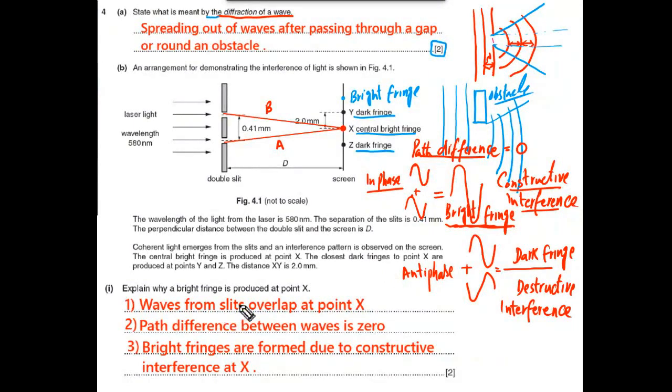Now let's try to understand how to answer this one. Waves from slits overlap at point X. It means the waves from this slit and this slit meet at this point. Overlap means they meet. Path difference between waves is 0, because they cover the same distance. And the bright fringes are formed due to constructive interference at X. This is what I explained to you here. You have to keep this in your mind. They will ask you many times in the exam. This is a very common question.